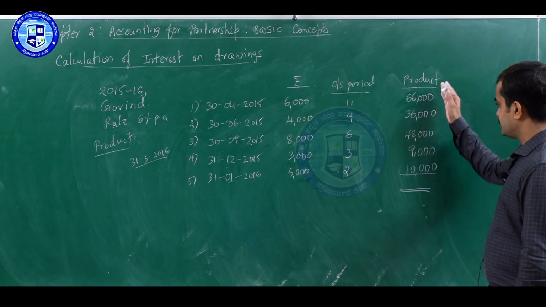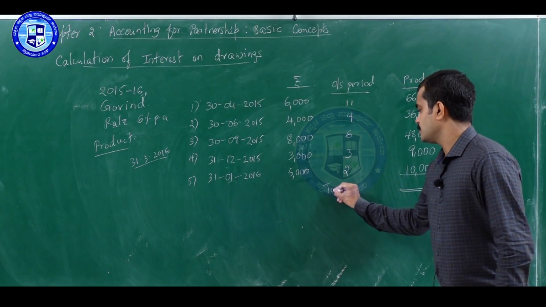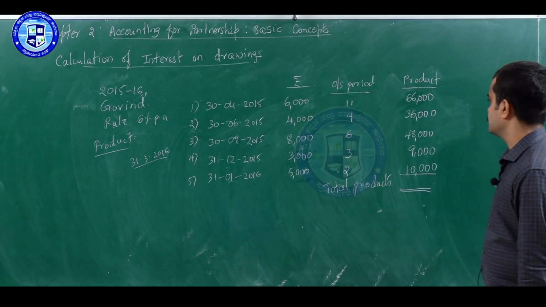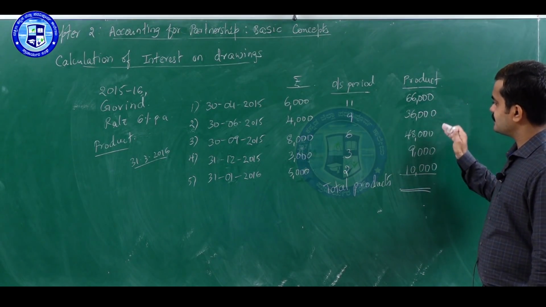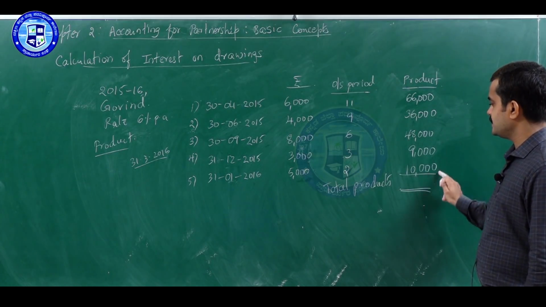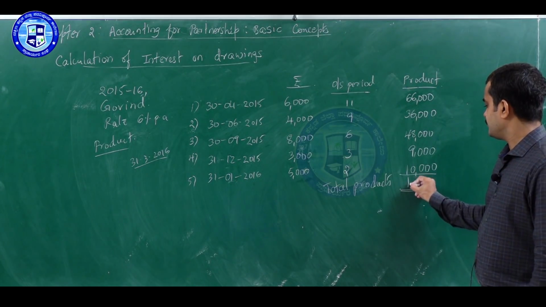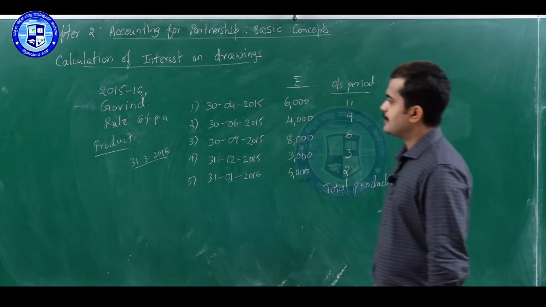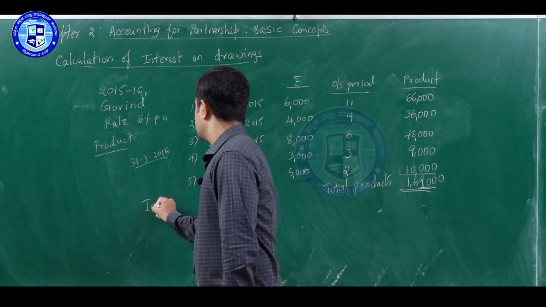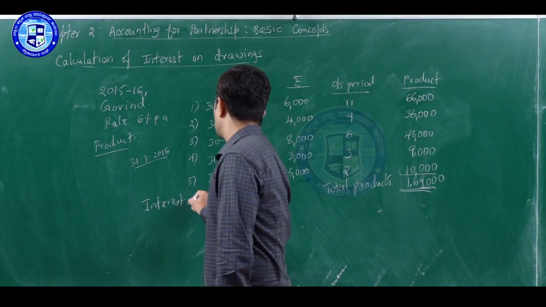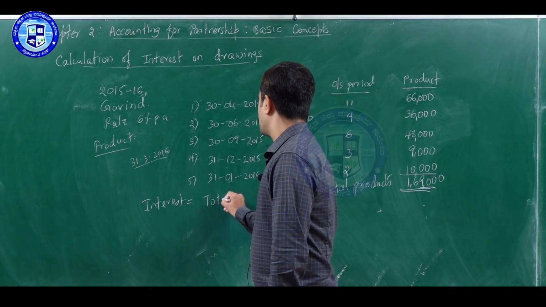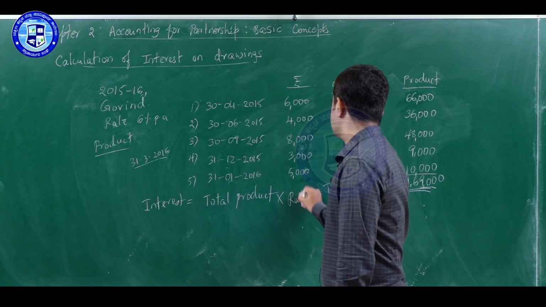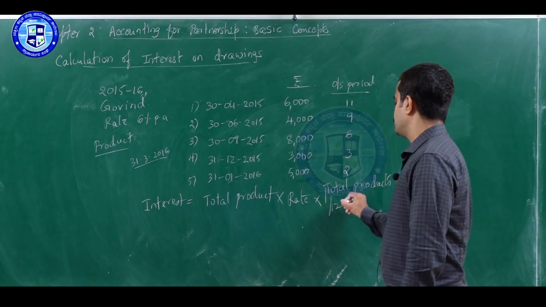So, let us add all these products to find out the total products. 66,000 plus 36,000 plus 48,000 plus 9,000 plus 10,000. The total we get is 1,69,000. So, coming to the formula, interest equals total product into rate into 1 by 12.